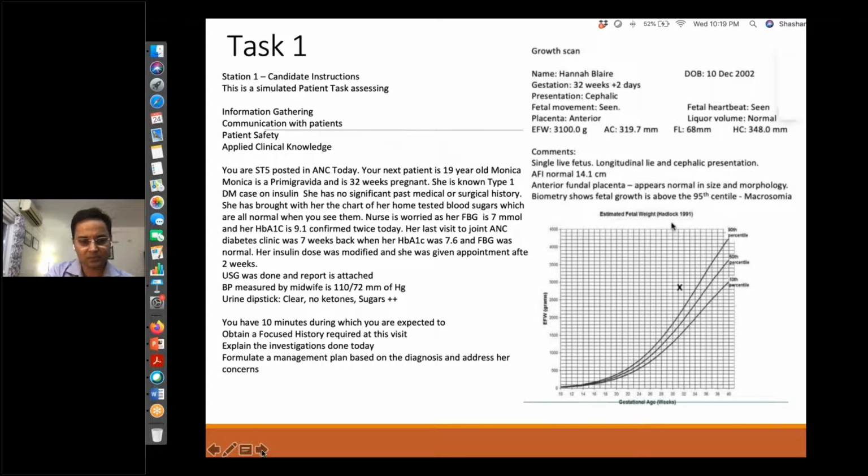So, as I say, we have to first look at the task, read it twice, and sort of decode it. What do they want? The theme over here is a teenage girl's pregnancy with poor control of diabetes. But what are the causes?